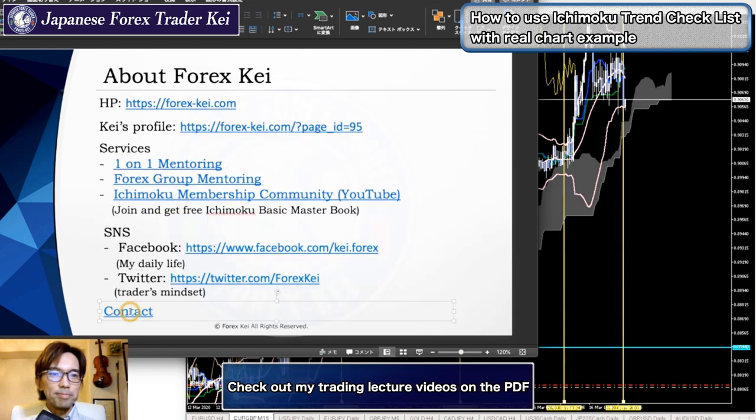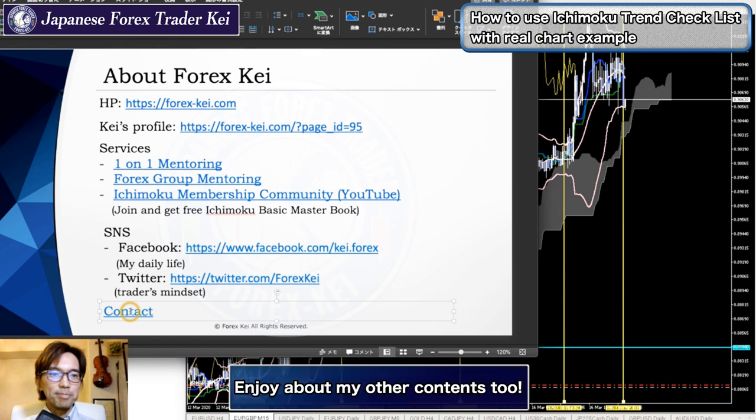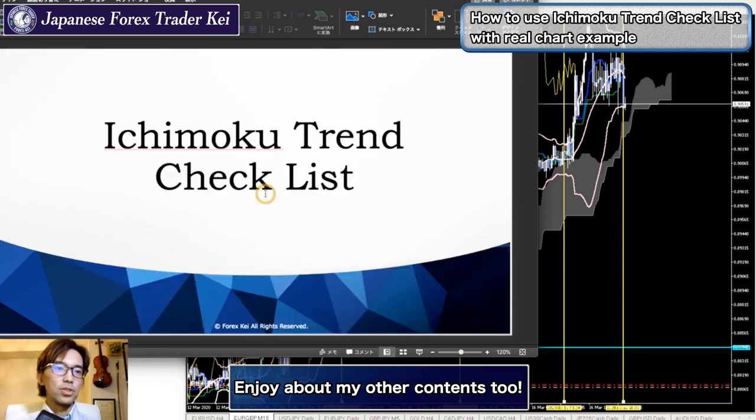And also the next page I have, this is a rough sketch of this Ichimoku trend checklist. Okay, so yeah, and the reason why I created this one is because I want you to be able to capture the trend, and this is the best way to actually keep trading in the market. And this is actually what I've discovered, and this is my original checklist, which you cannot find anywhere. But I think this is very powerful.